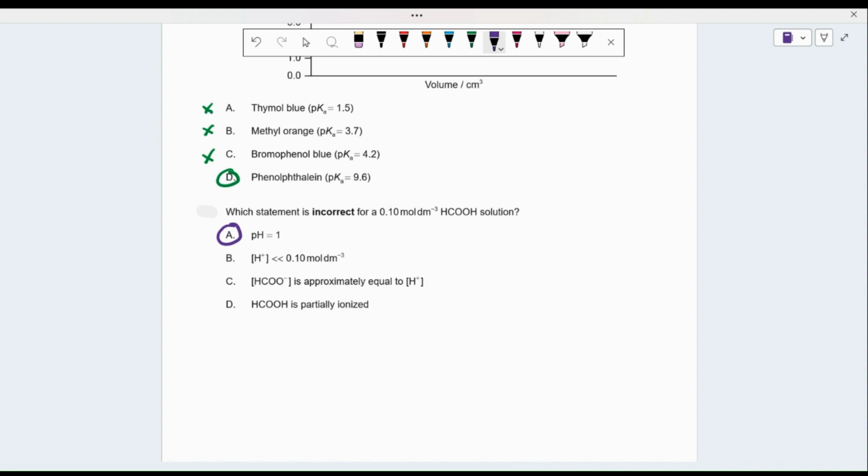If it's a weak acid, it means that it only partially ionizes. So that's why D is correct and therefore not the right answer. Now, B and C, let's have a look at those.